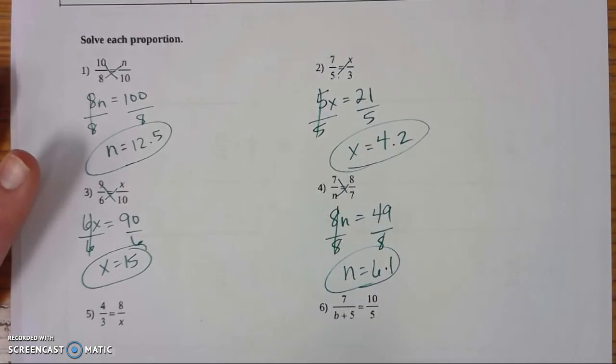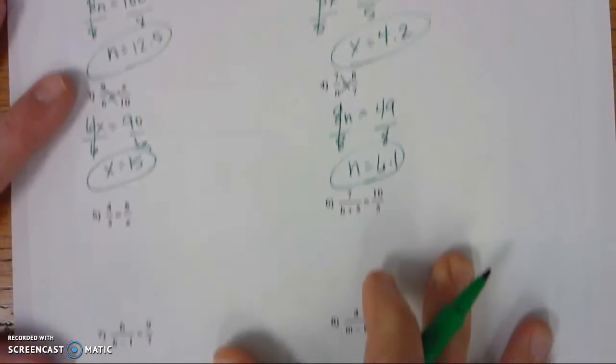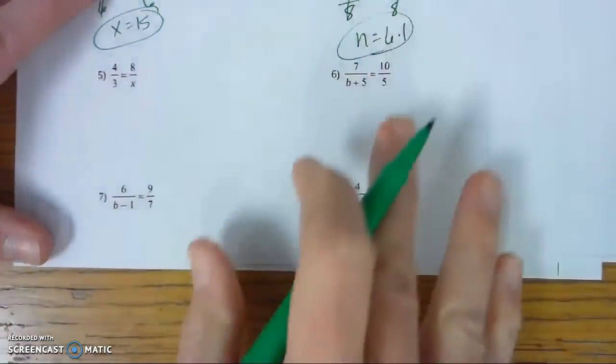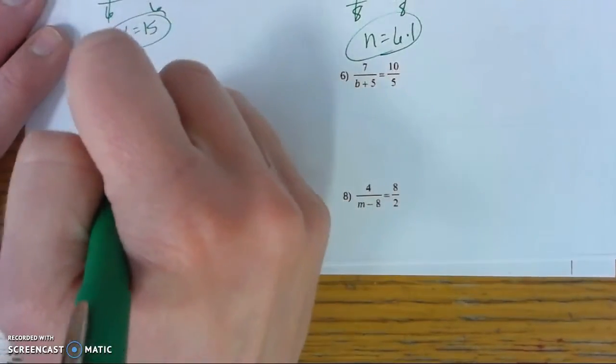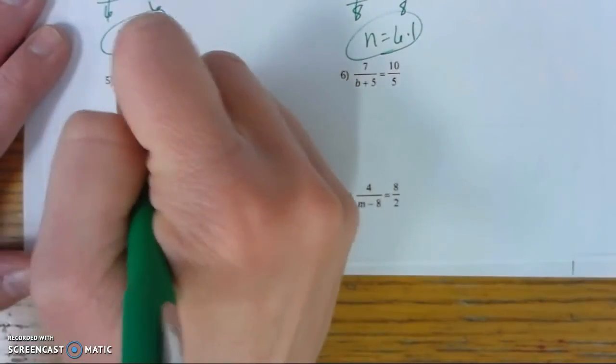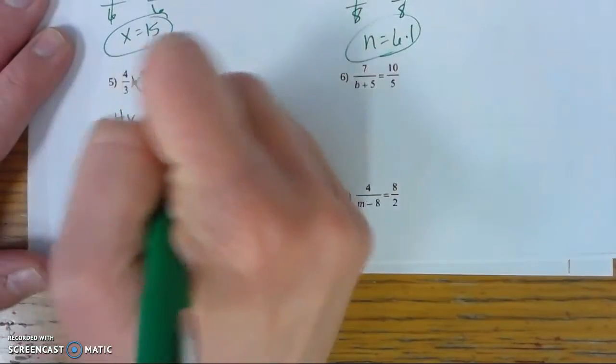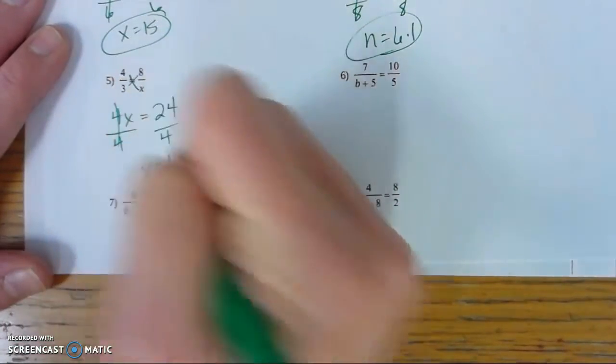We're going to do one more of those, and then we're going to make it a little more challenging. The next one, 4 times x is 4x, and 8 times 3 is 24. 24 divided by 4 is 6.